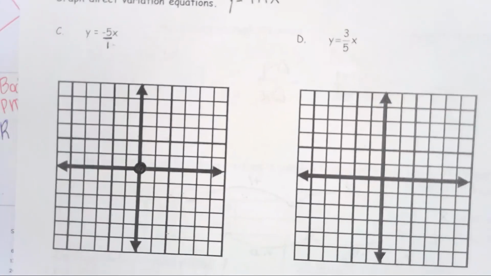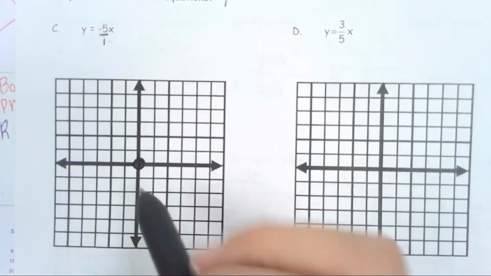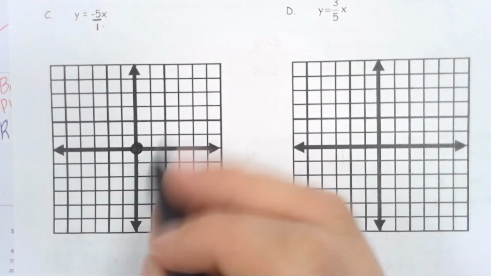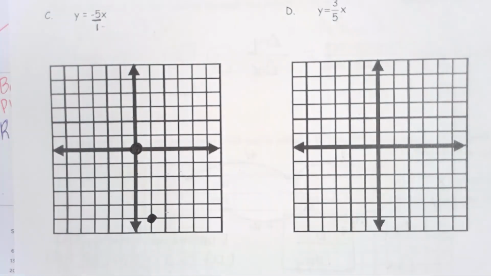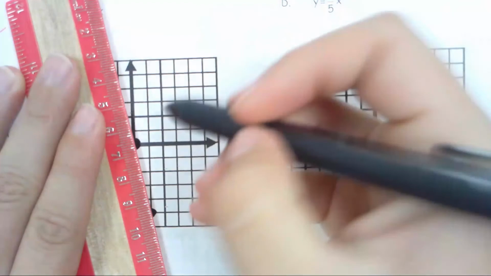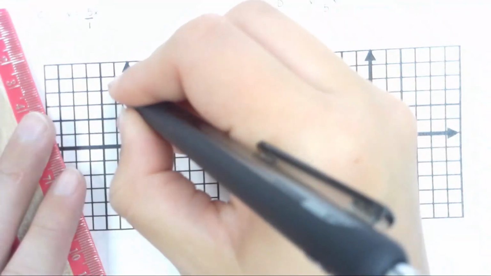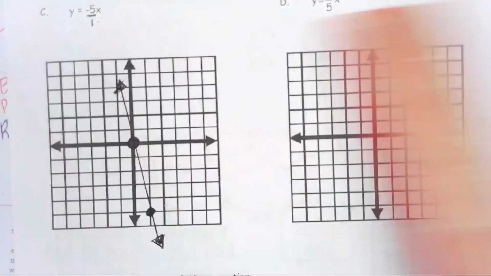Okay? So again, with direct variation, you're starting at the origin. Your rise is -5, so you're going to go down 5. And then you are going to run 1. So that is your graph there, and then you do need to put a line through these points because we are graphing the line, and then just remember that you need arrows on the ends of your lines, and that is what your graph should look like.